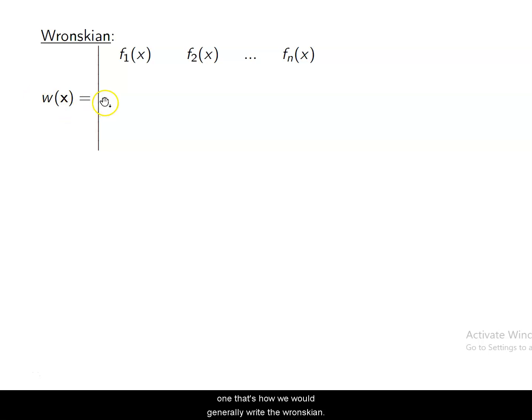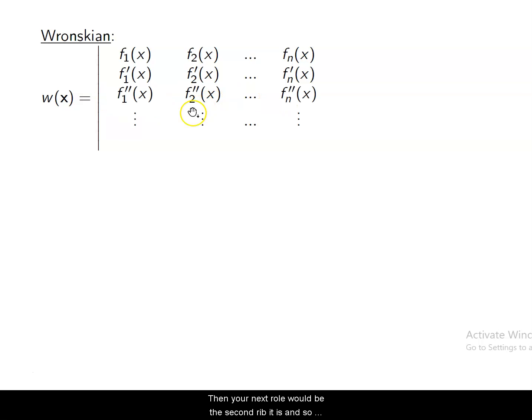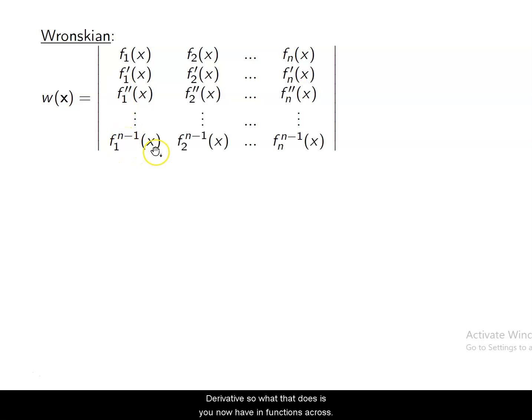That's how we would generally write the Wronskian. It's linear algebra, so it's not differential equations, so we have a little bit more flexibility in that, right? But the way that it works is you write your functions across the first row, okay? Then you start to differentiate. So this next row would be all the first derivatives of the functions above it, okay? Then your next row would be the second derivatives, and so forth until you get to the n minus 1th derivative. So what that does is you now have n functions across and n entries down.